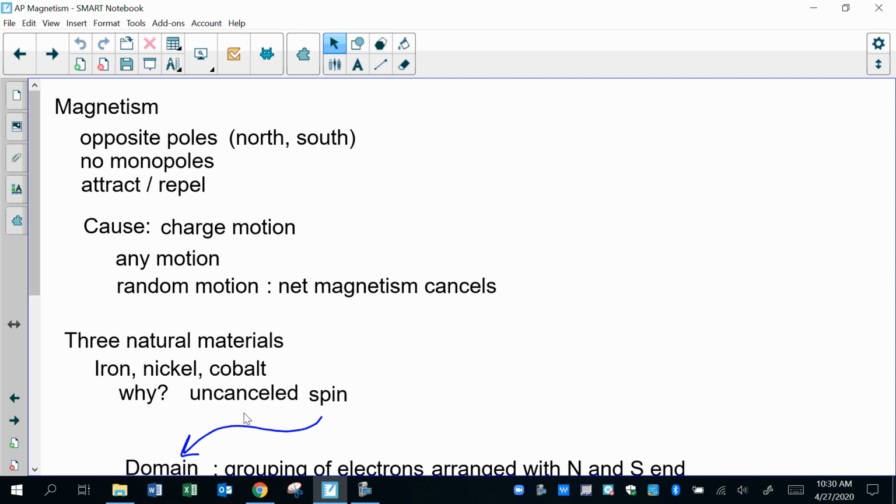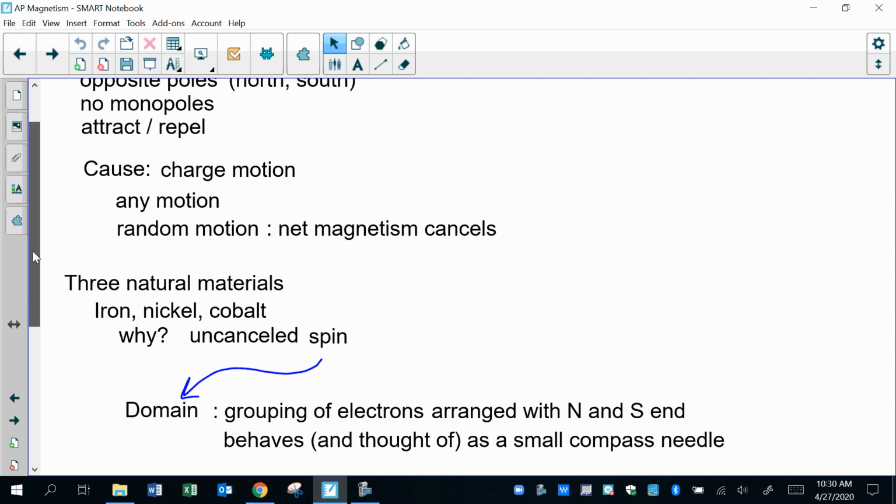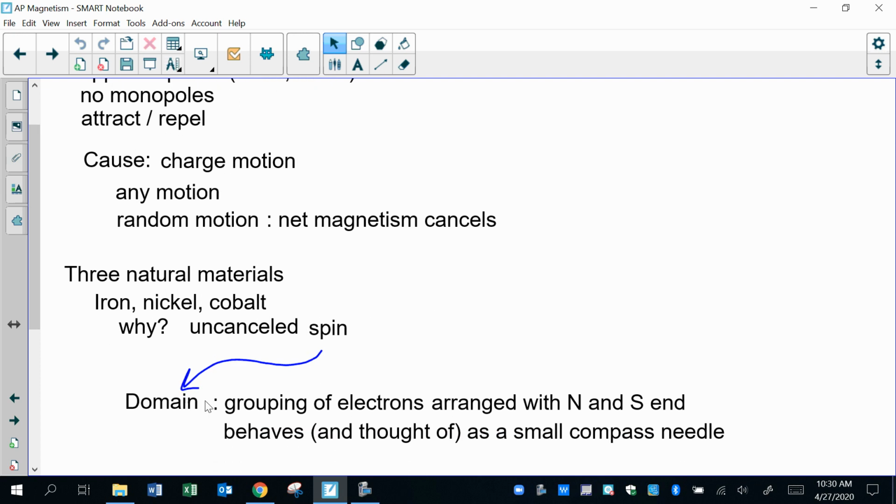Now, when you have a spinning electron, we call that a domain. A domain is a group of electrons arranged north and south. Basically, when you have an electron spinning a particular way, it behaves just like a teeny tiny little compass needle. A compass needle is just a small little magnet. So when you have a big magnet, it's simply made up of a bunch of teeny tiny little magnets.